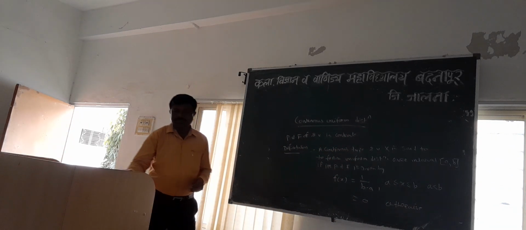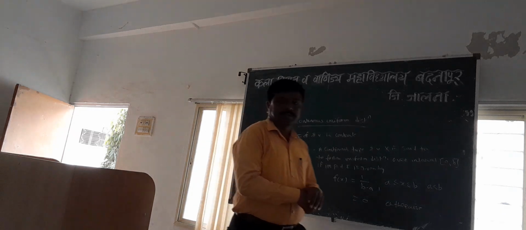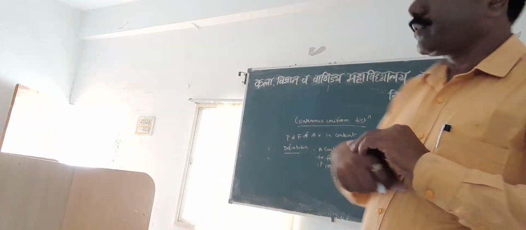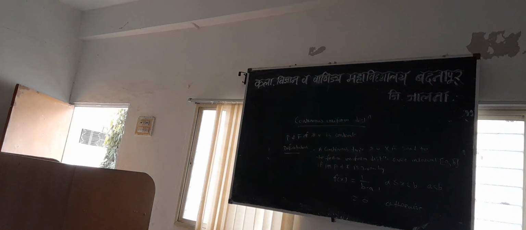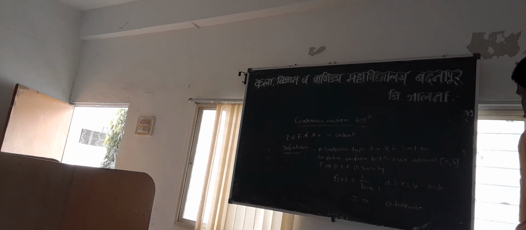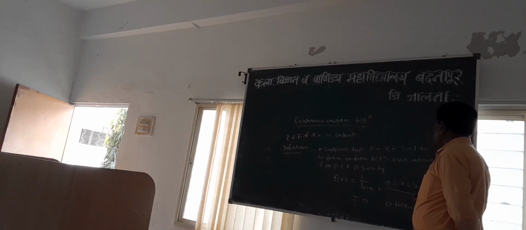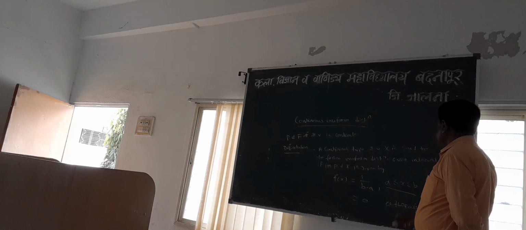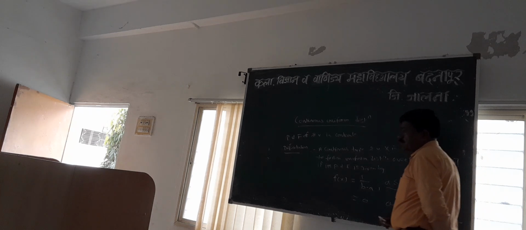That is the definition of the uniform distribution. A continuous type random variable X is said to follow the uniform distribution over the interval a, b if its probability density function is given by f of x equal to 1 by b minus a, for a less than x less than or equal to b, where a is less than b, and otherwise 0.